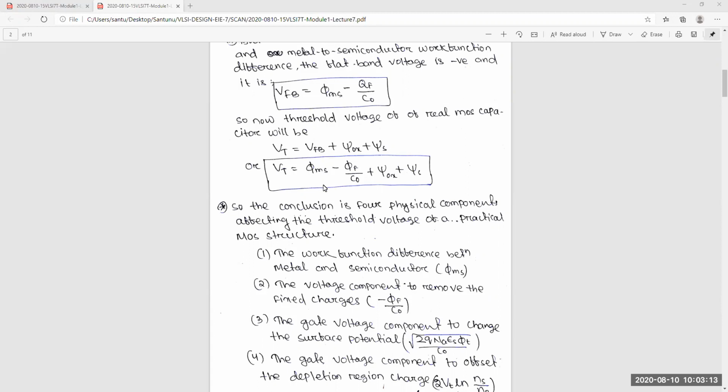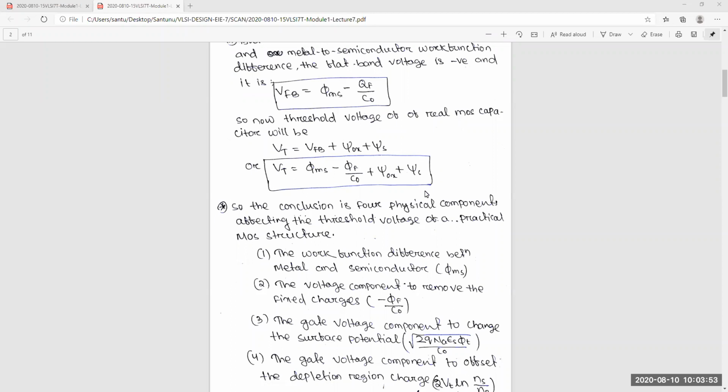You can calculate phi m, the work function of that metal, and phi s, and take the difference, whether it's positive or negative. It depends upon the material, whether it's metal or polysilicon, N-type or P-type, heavily doped or lightly doped. And this value is the fixed charge, so it's fixed and you will get almost a constant value. And this value depends upon the surface charge, and this is phi s. This also depends on the depletion region, how much depletion region is there.